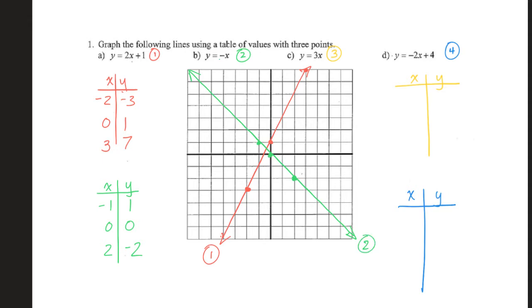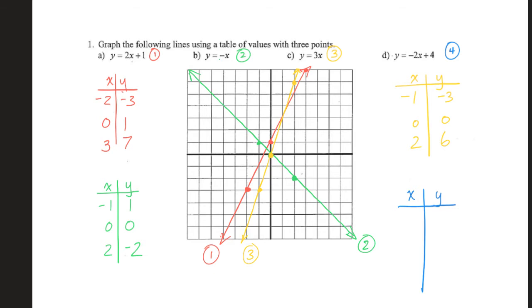Okay, my graph 3 was y equals 3x. Well, maybe I really like those x values. Sub in. Plot your points. -1, -3. 0, 0. 2, 6. Yep, they all line up. Connect them. That one was a little better.